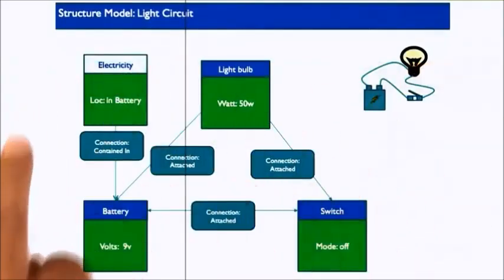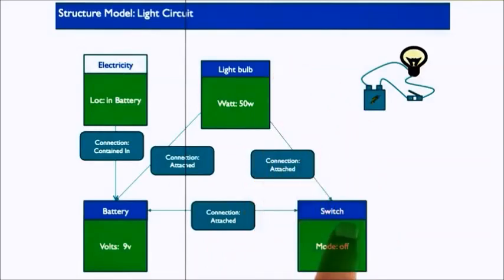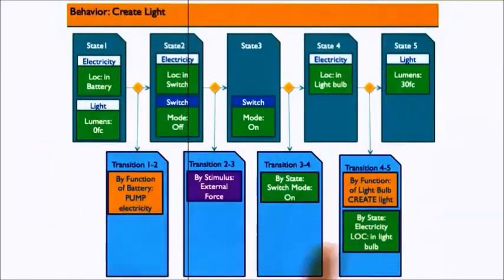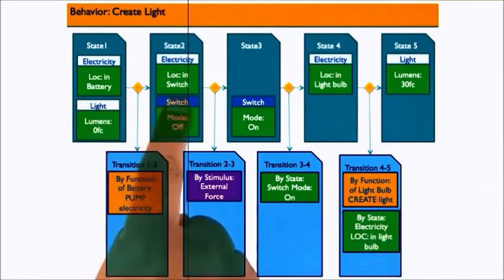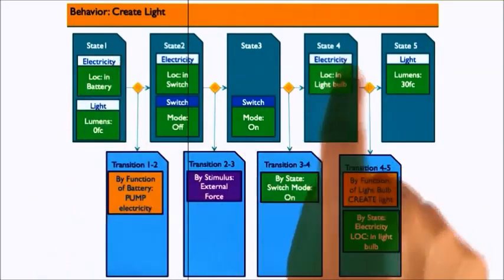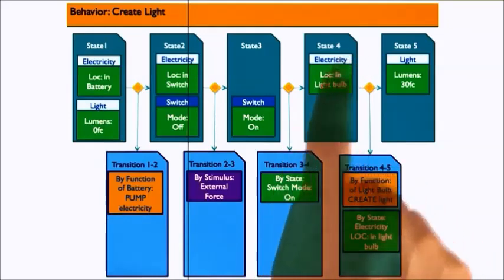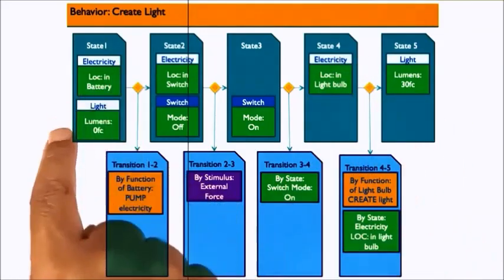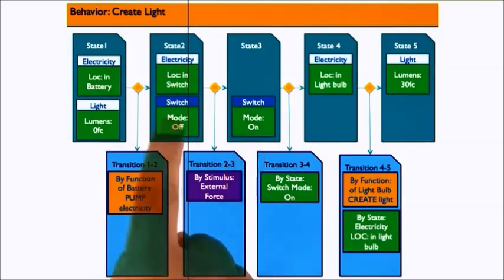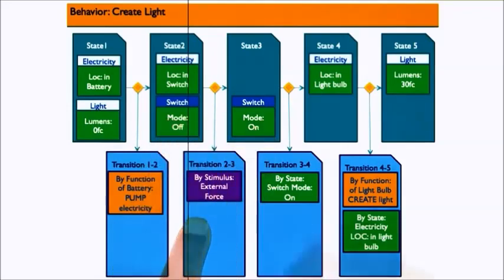Here is a representation of the structure of the flashlight. Here is the light bulb, the switch, and the battery. And they're connected. All of them are attached. Here is the invisible causal process that we are calling behavior. We'll capture this behavior through a series of states and transitions between these states. So here is electricity, initially in the battery. Then this electricity flows from the battery to the bulb. And then the bulb converts this electricity into light. But in order for this electricity to flow through the bulb, this particular switch has to be in the mode on. The switch goes into the mode on when someone presses on it. Electricity is converted into light because that's the function of the bulb.